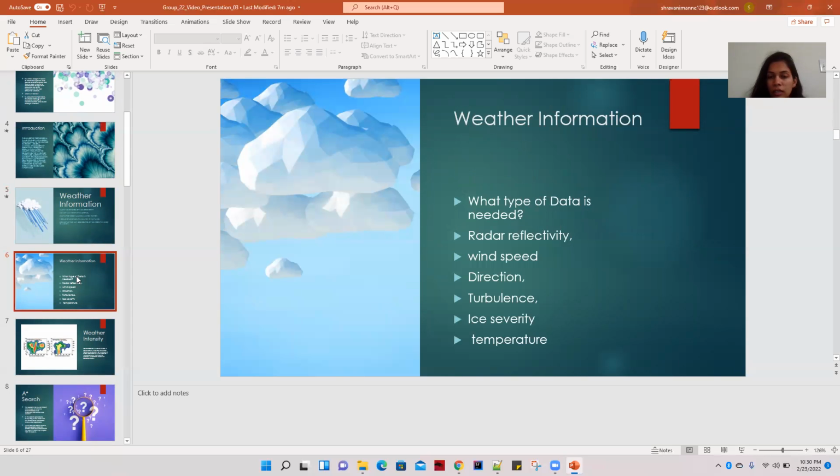So this is the general weather information. We need radar reflectivity, wind speed, direction, turbulence, ice severity, and temperature. These are all the main factors, or the data, needed in order to calculate the weather.